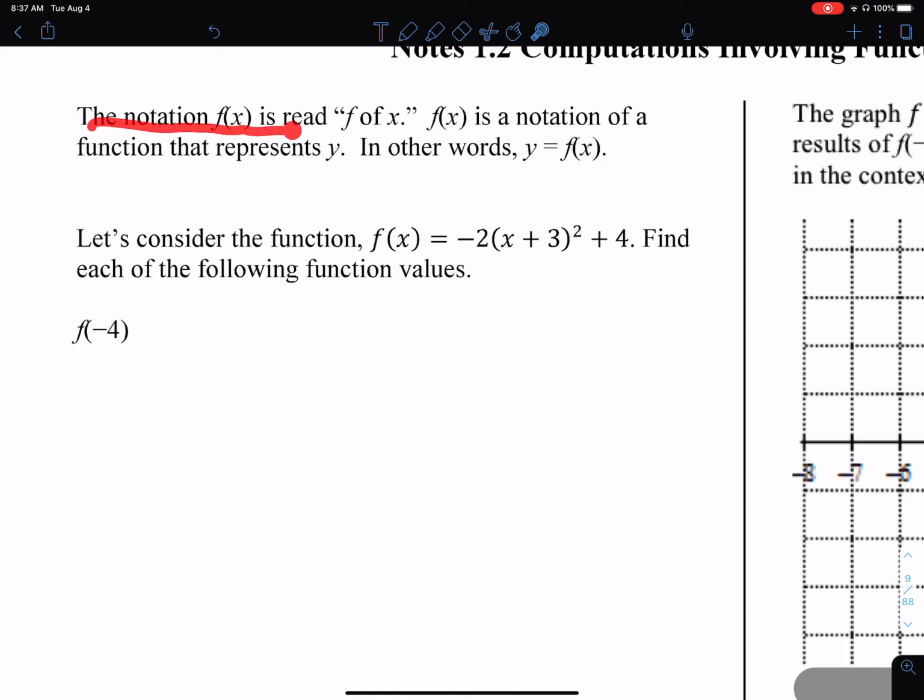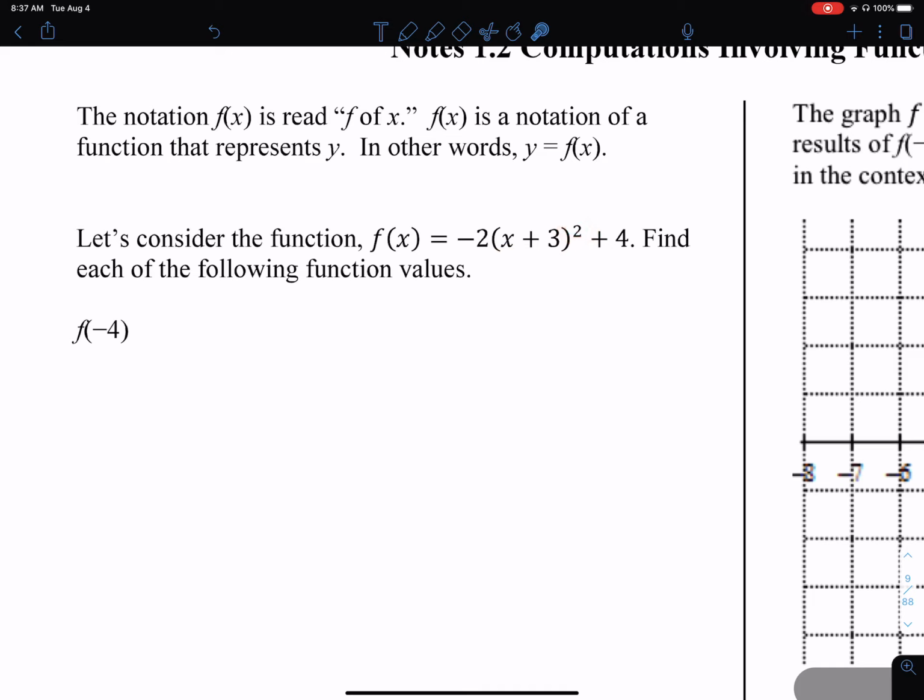The notation f of x is read f of x. F of x is a notation of the function that represents y. In other words, y is the same thing as f of x. Let's consider the function f of x equals this fella. You should know what this is. This is a parabola. We know that because this is being squared.